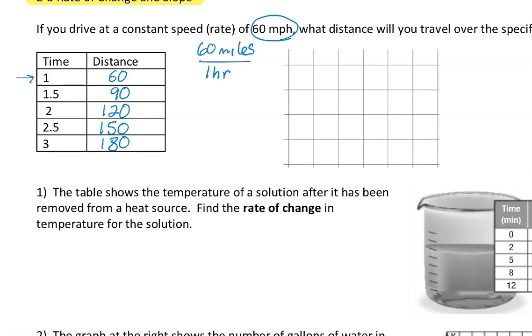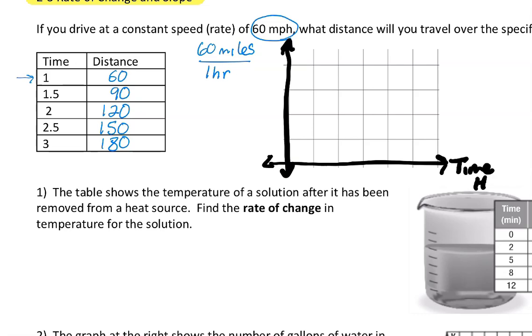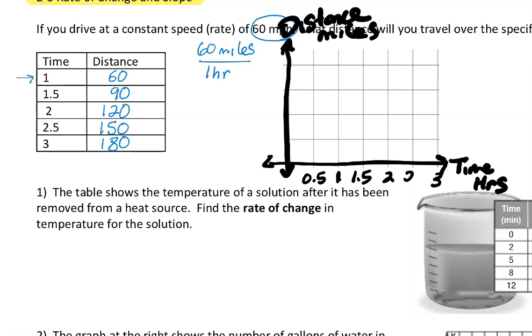Let's start, we'll use this as our X and Y axis. So our X axis is representing time in hours, and our Y axis is representing distance in miles. So then graphing our first point, I need a scale next. So our scale will be, we'll make this 1, 2, 3. So this would be 0.5, 1.5, 2.5.